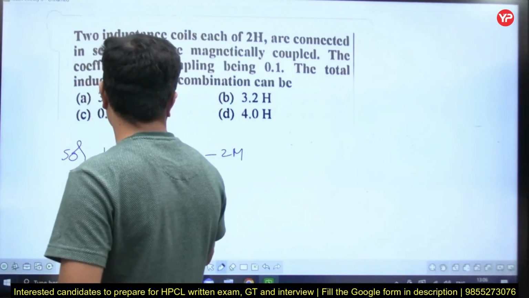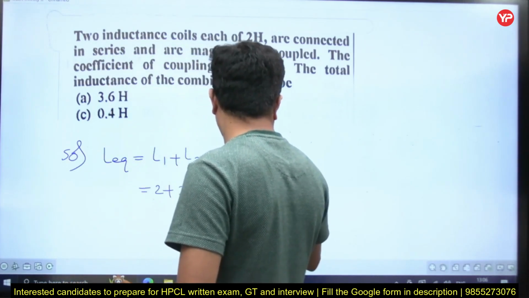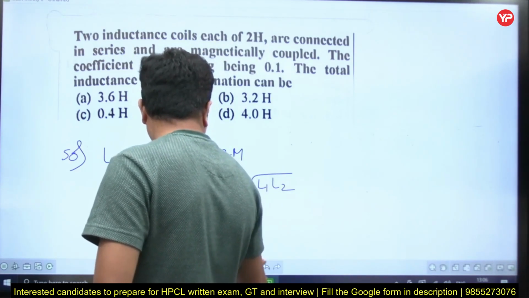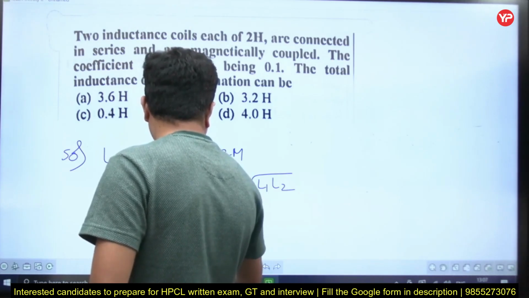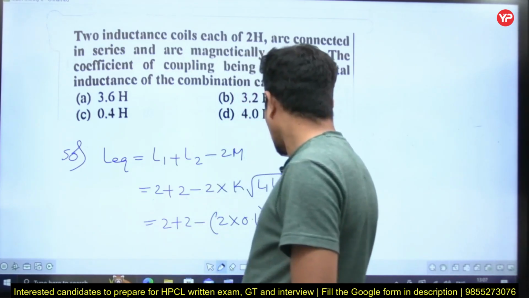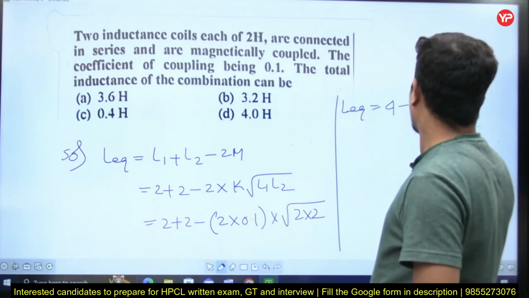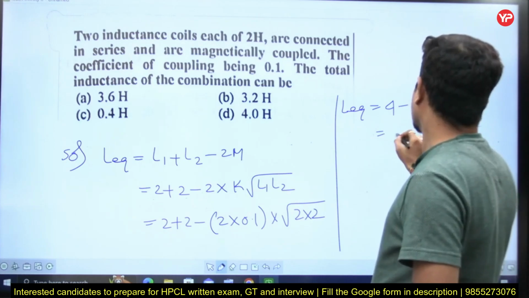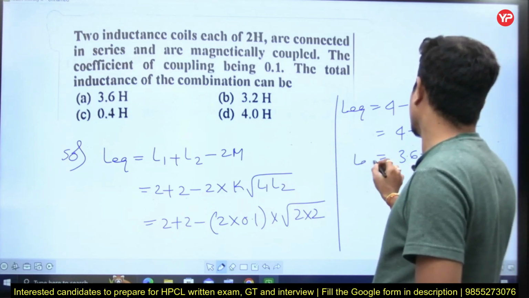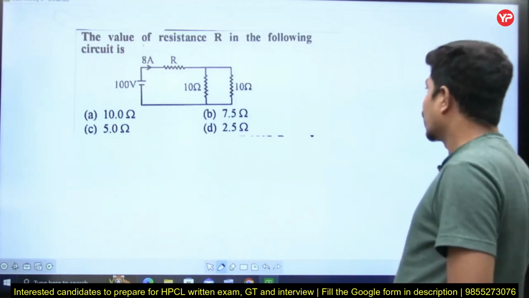She is saying that L1 is 2, L2 is also 2, M is K into root of L1 L2. That is 2 plus 2 minus 2 into 0.1 into root of 2 into 2, right? Now what you are going to get? L equivalent is equal to 4 minus 0.2 into 2, that is 4 minus 0.4, that is equal to 3.6 Henry. L equivalent is 3.6 Henry. Clear? Let's go to the next question.